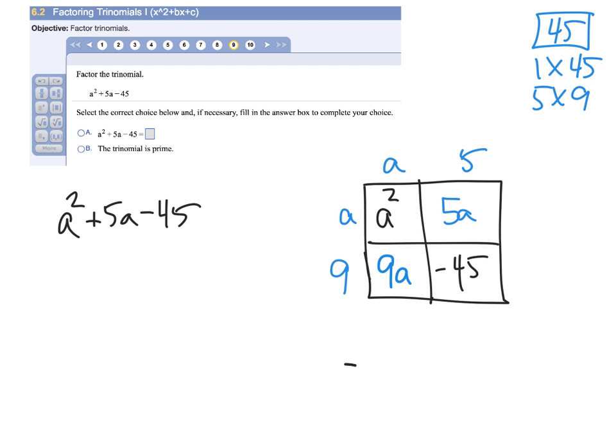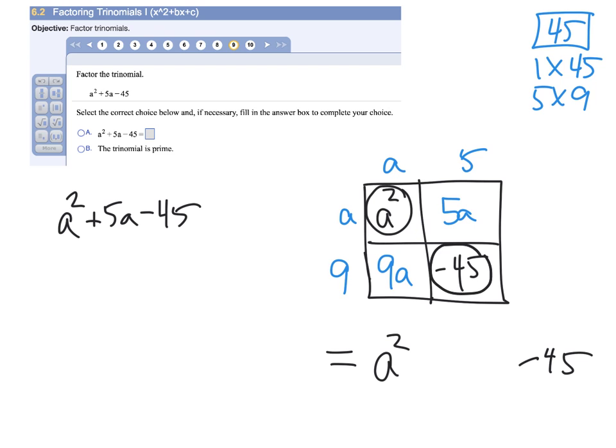Now we know that our first term works out perfectly, a squared. We want an a squared, we got an a squared, everything's good. And we know that that last term is going to work out just fine eventually. It's going to be minus 45. That's this guy right here, right?